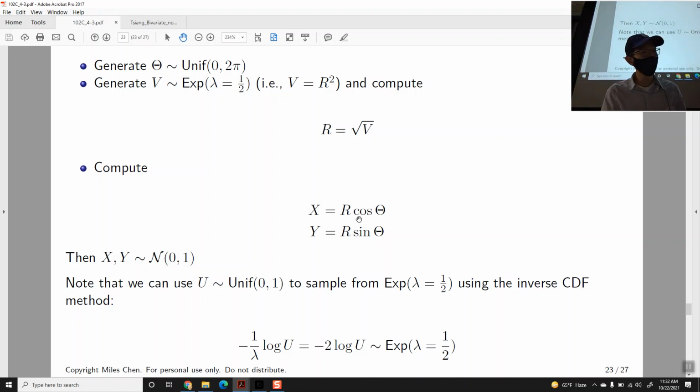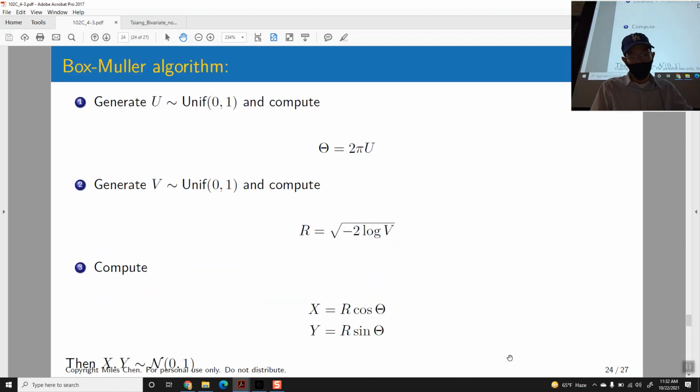All right, and how do we generate values from the exponential? Well, we can use the inverse CDF method to generate values from the exponential distribution. Just generate a uniform value, take the log of it, and basically negative 2 times the log of some uniform value comes from the exponential distribution. Okay, so this is all you do. Generate this, you get this. Now you have two values from the standard normal distribution. I don't know if I did that too quickly.